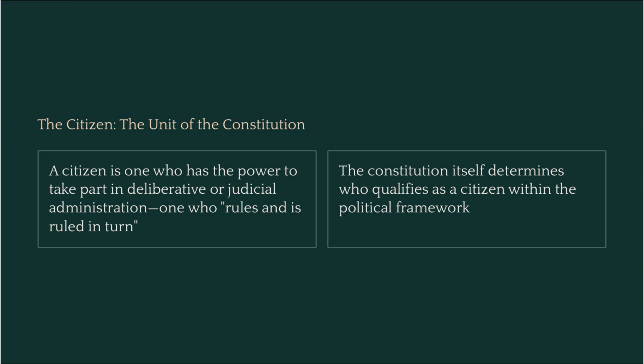At the heart of any constitution is the citizen. But who counts as a citizen? Aristotle defines a citizen as someone who has the power to take part in deliberative or judicial administration. In his famous words, a citizen is one who rules and is ruled in turn. This creates a powerful loop. The Constitution determines who qualifies as a citizen, and the citizens then define the nature of the Constitution.